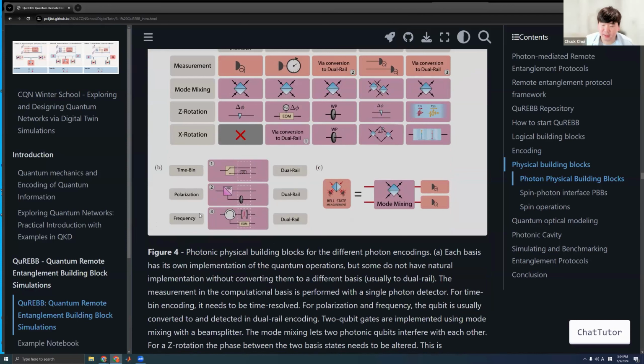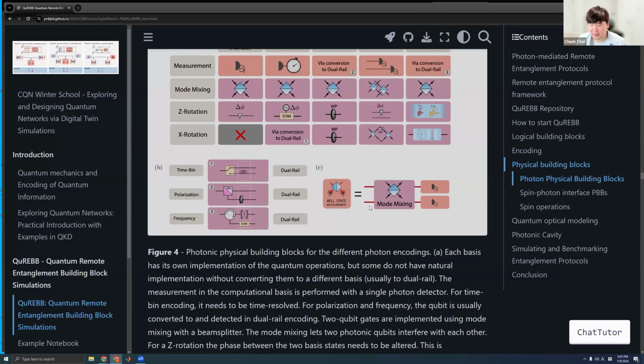And what we found is that, as far as we know, most of the basis conversion needs a bypass through the dual rail basis. So if you want to convert, for example, time bin to the polarization, we need to convert it into the dual rail. Then we convert the dual rail to the polarization. But things are pretty easy in the dual rail basis. So the conversion should be made through the dual rail for easy implementation, as far as we know.